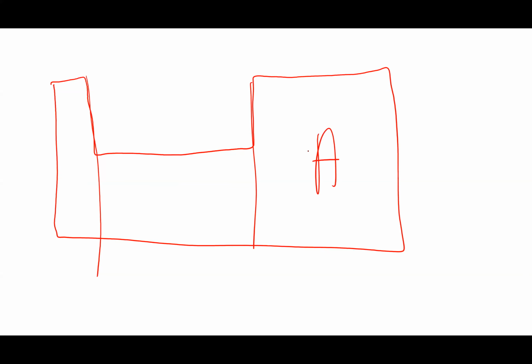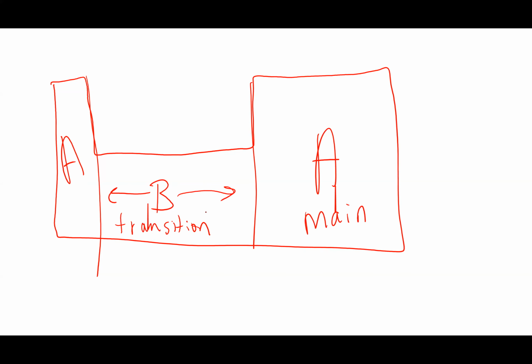The towers are called group A. These are our main group elements. And the little lower part of the castle is group B, and we call that transition. So main and transition. This will become more important in chapter 3.